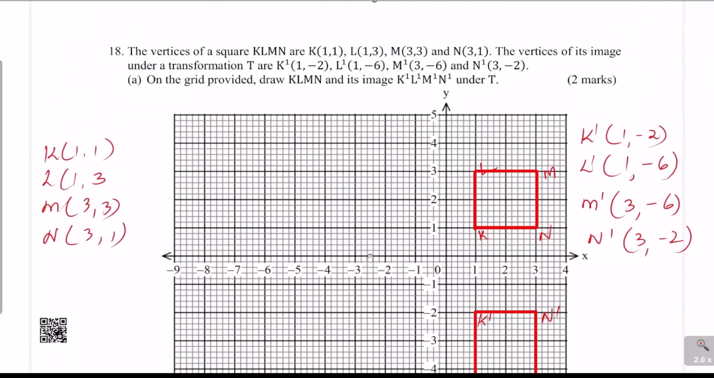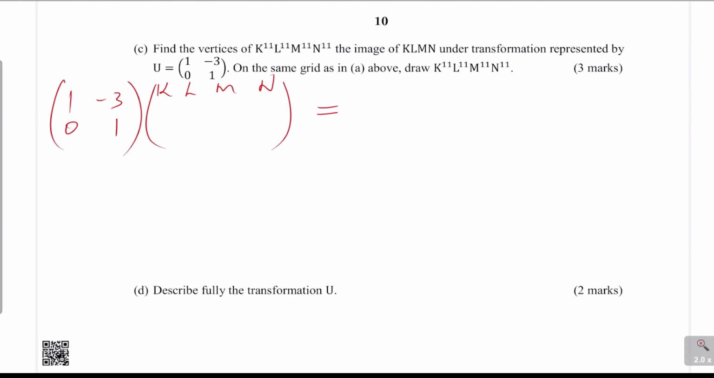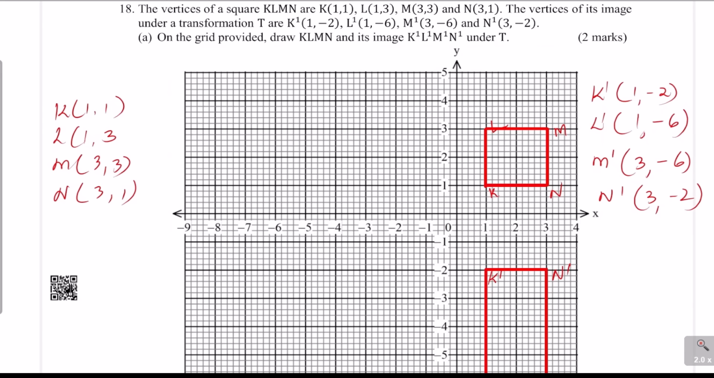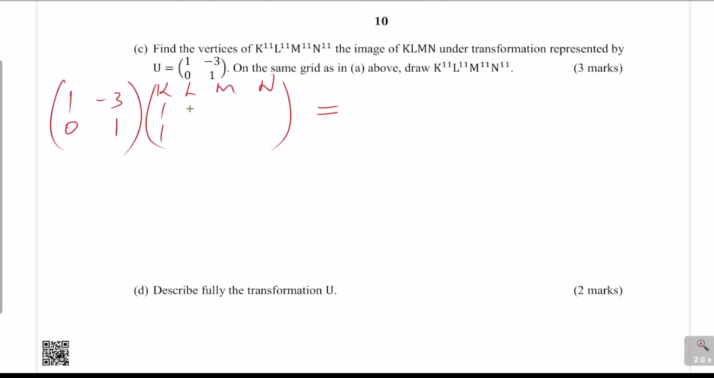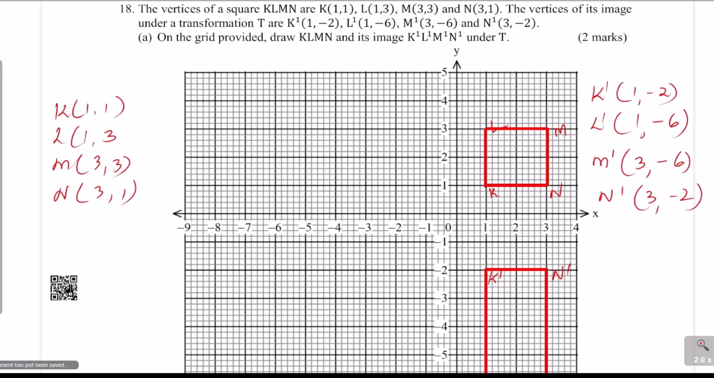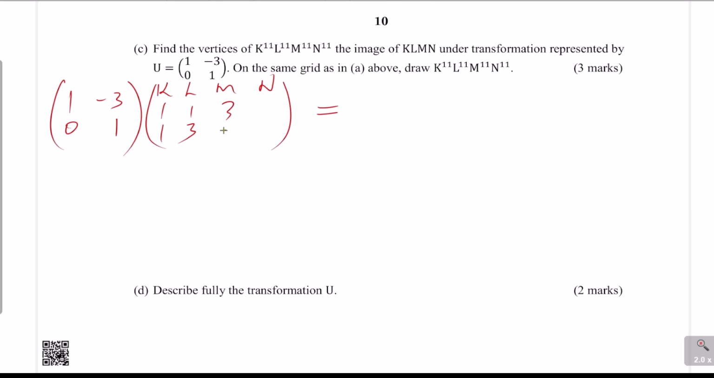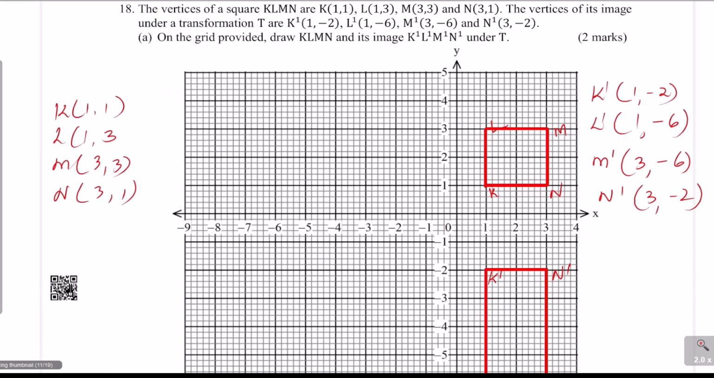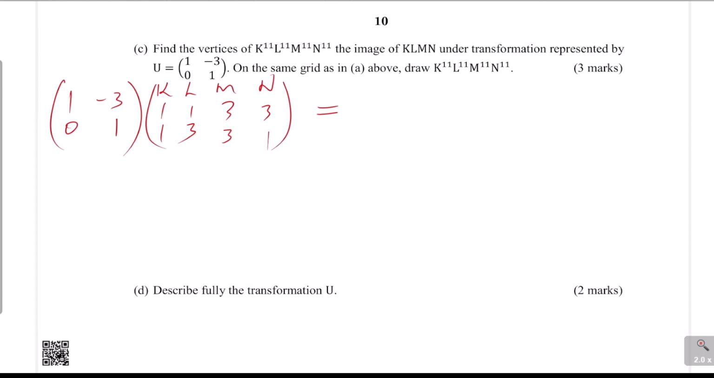So let me check here. It is okay. K is 1 1, L is 1 3, M is 3 3, and N is 3 1. So now this matrix is transforming K, L, M, N to K double prime, L double prime, M double prime, and N double prime. So let's get the image, and then from there we can plot it.